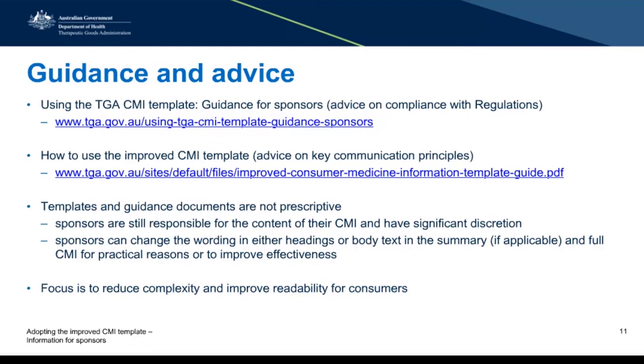There was an earlier piece of guidance that was produced as part of the user testing project, which was more about key communication principles, about plain English writing, about avoiding jargon and things like that. So the two documents are designed to be companion documents. One is about how to write well, and the other one is about how to effectively comply with the regulations and make a good CMI that also ticks all the boxes for us from a regulatory perspective.